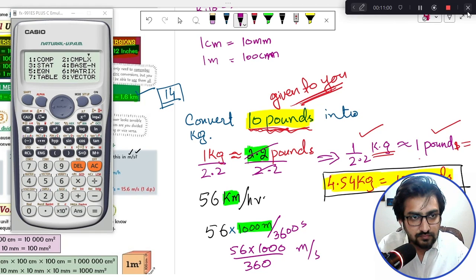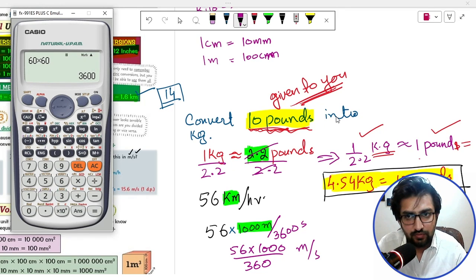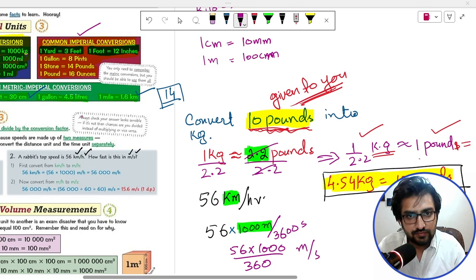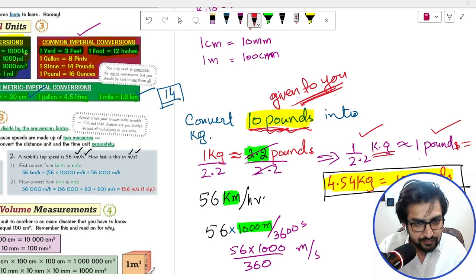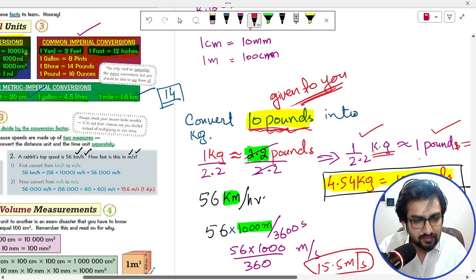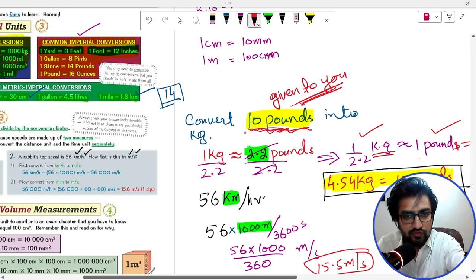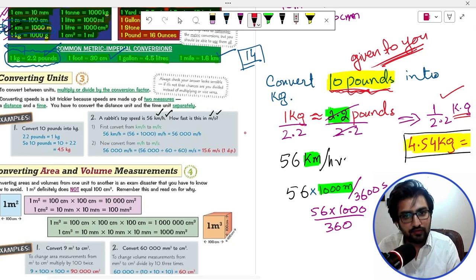So now let's solve it. Let's put the values there. 56 times 1000 divided by 3600. You will get 15.5 meters per second. So that is the answer. This is how you solve this question. You can see the answer over there as well.